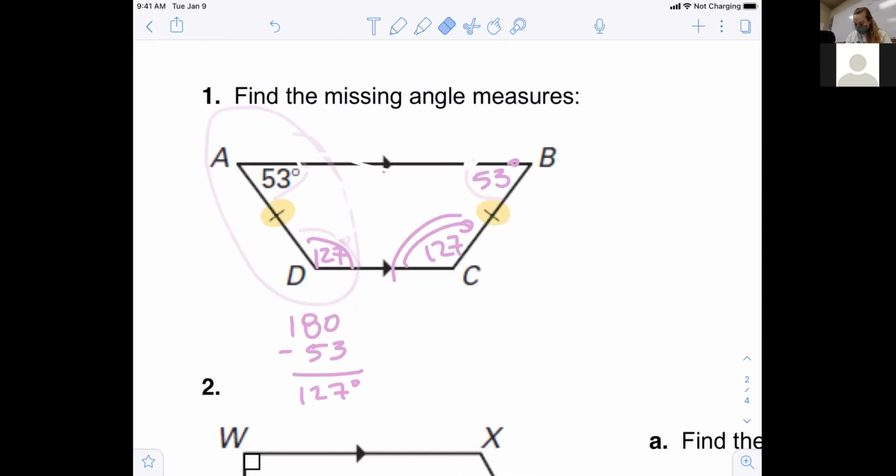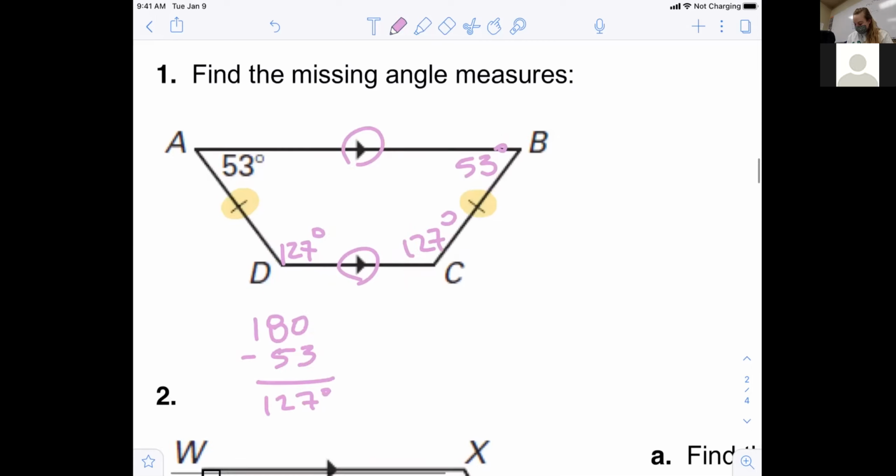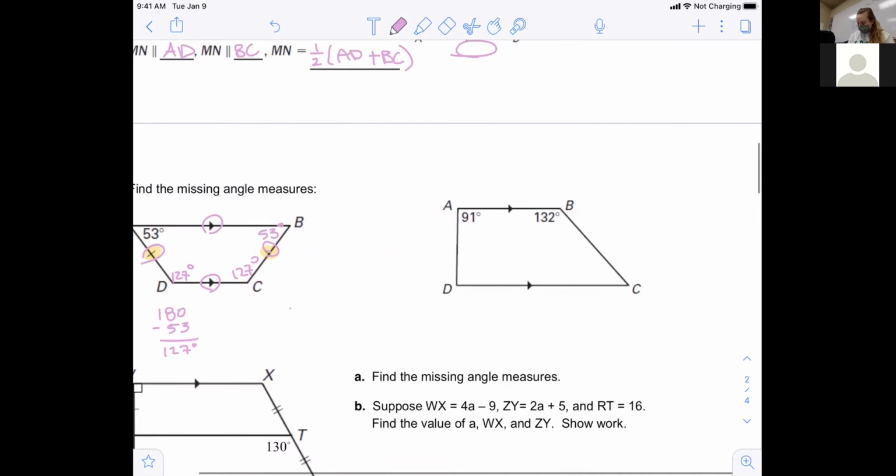All right. Questions, thoughts, comments, concerns? Yes, Lydia. That means it's an isosceles trapezoid. So one pair of parallel sides and then the other sides are congruent. That's an isosceles trapezoid. Good question. All right. Any other questions, thoughts? All right, move to the next one.